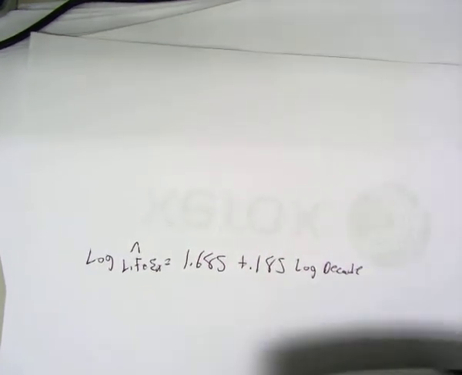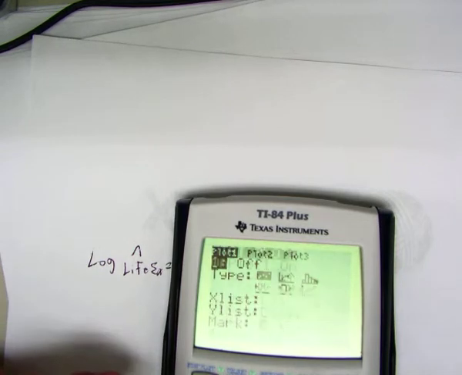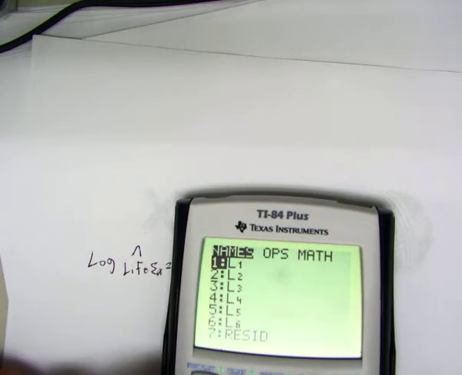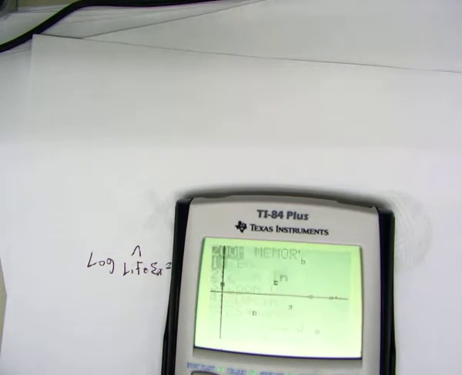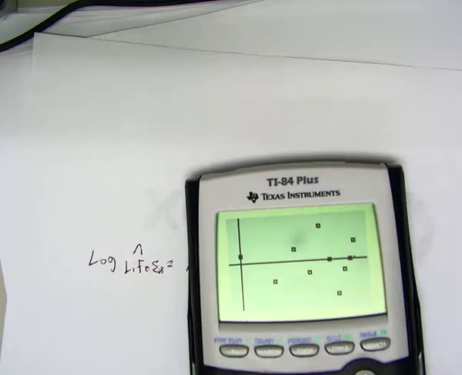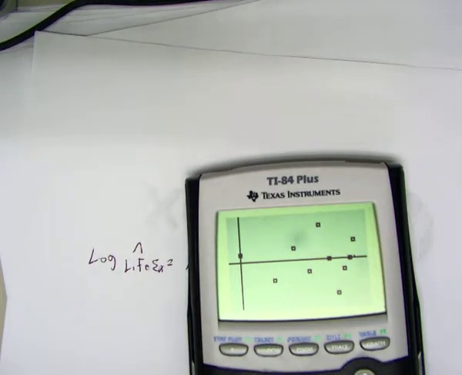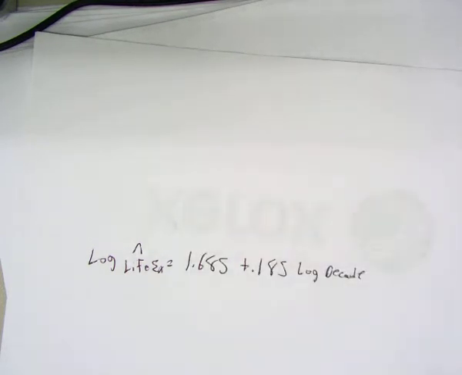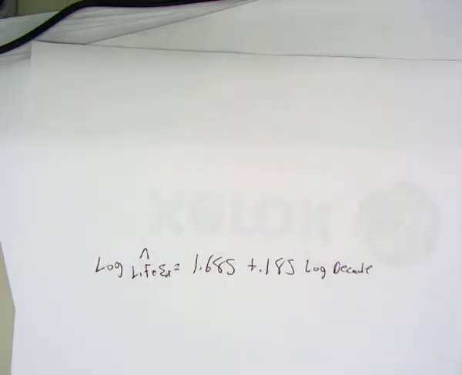Okay. Now if I go and look at the residual plot, I get that. So that looks pretty random. Okay. So the other thing, what else do they ask us in there? So that would probably be it. I would probably use that model. Log of predicted life expectancy equals 1.685 plus 1.85 times the log of the decade.